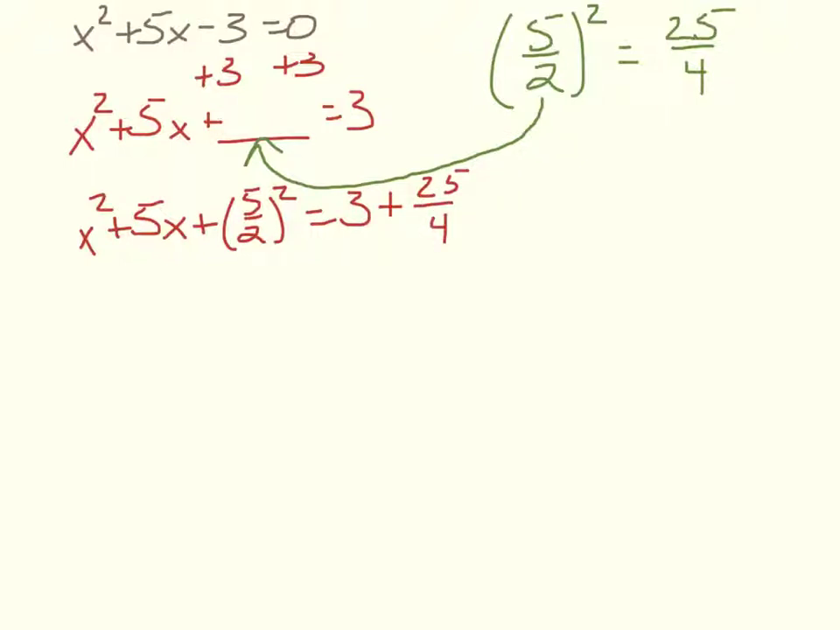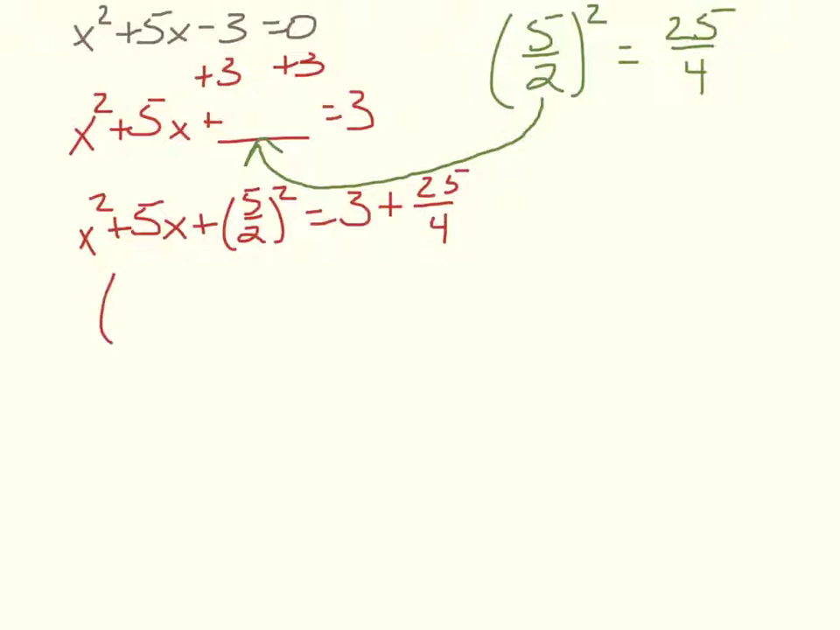Now the reason that I suggest you leave it this way is because there's a shortcut into the factoring. No one wants to sit around thinking of numbers that multiply to give you 5 over 2 and add to give you 5. So here's the little trick that makes this a very simple process.